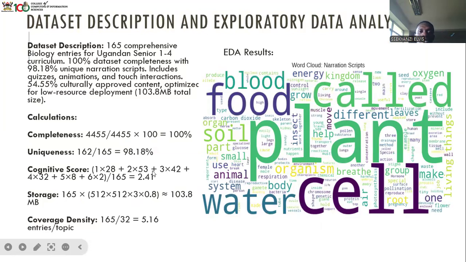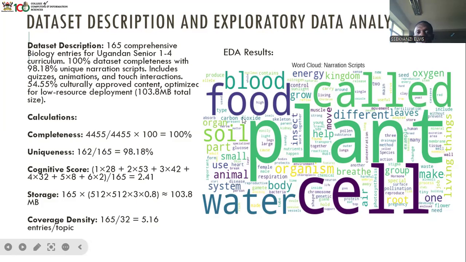Dataset description. As you see, our dataset has 165 comprehensive biology entries for the Ugandan Senior 1 to Senior 4 curriculum. And our dataset is locally made. We made it manually ourselves. Its evaluation is 100% complete, and 90% reviewed.